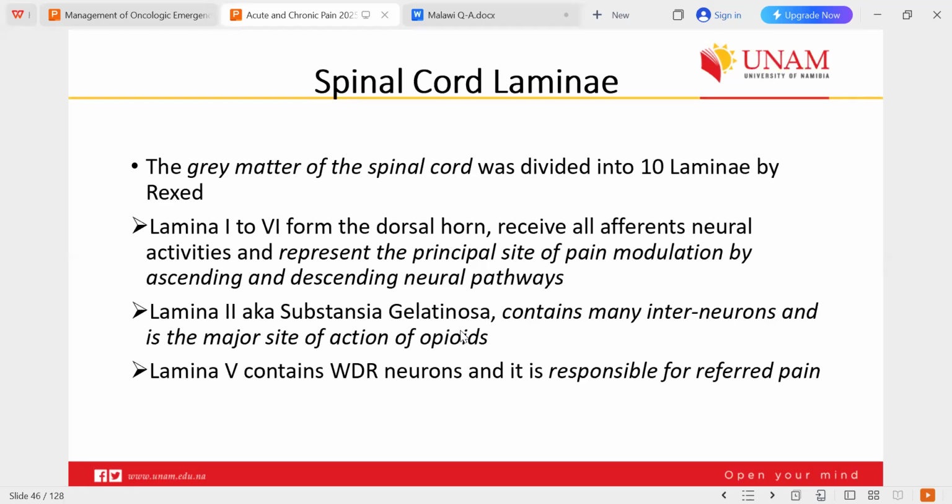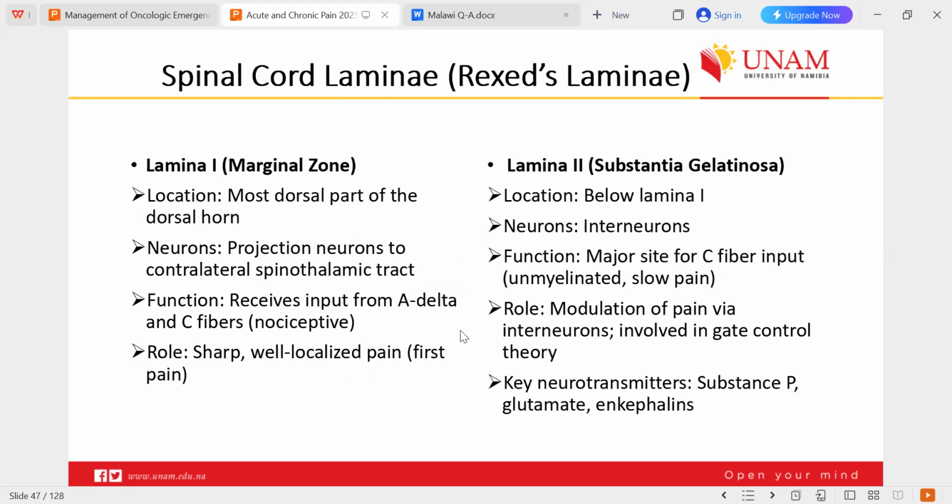Lamina 5 contains the wide dynamic range neurons, and this is what is responsible for referred pain. We're going to look at the different lamina as we go on, but these three parts are very important for you to remember. Lamina 1 to 6 form the dorsal horn. Lamina 2 is also known as the substantia gelatinosa, which contains many interneurons and is the major site of action for opioids. And lamina 5 contains the WDR neurons.